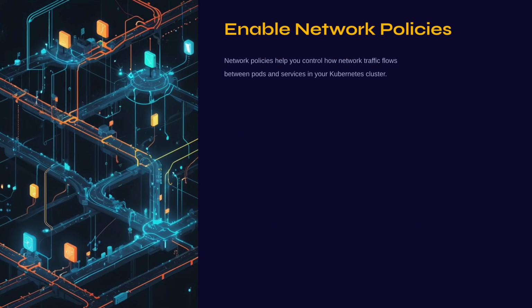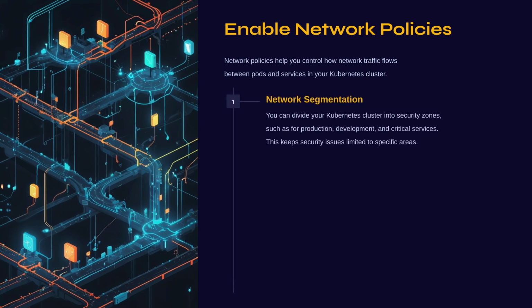Alright, next up, let's talk about enabling network policies. This is a super important step for controlling how traffic flows between different parts of your Kubernetes cluster. Think of it as setting up some basic rules for who's allowed to talk to whom inside your environment. So, why does this matter? Network policies help you in 3 main ways.